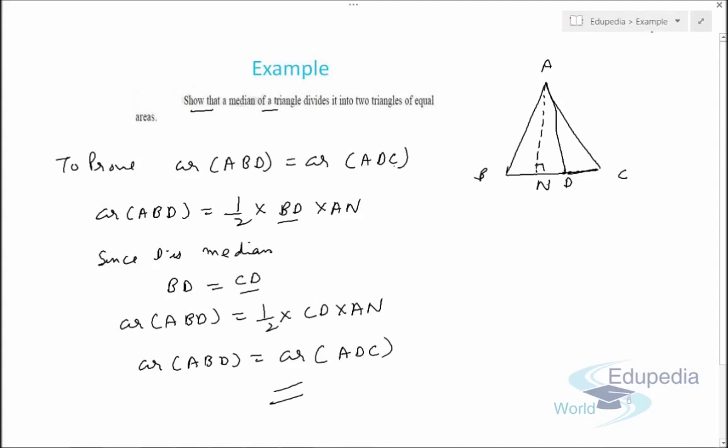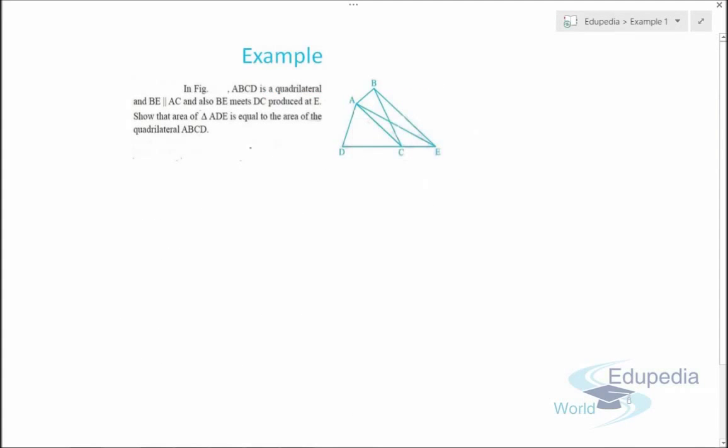So let's discuss the next example now. This is a very important example from the exam point of view, so you have to watch this example very carefully. Now in this example it's given that in the figure ABCD is a quadrilateral, you can see properly, and BE is parallel to AC, and BE meets DC when DC is produced, they meet at E. Now we need to show that area of triangle ADE, means this triangle, is equal to area of quadrilateral ABCD. So let's see how we can prove these types of questions.